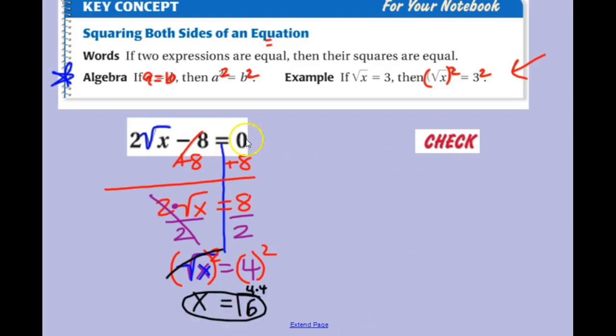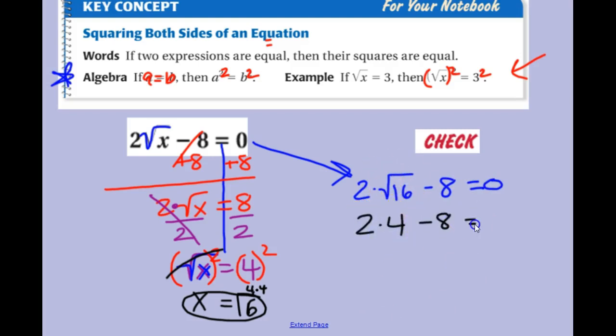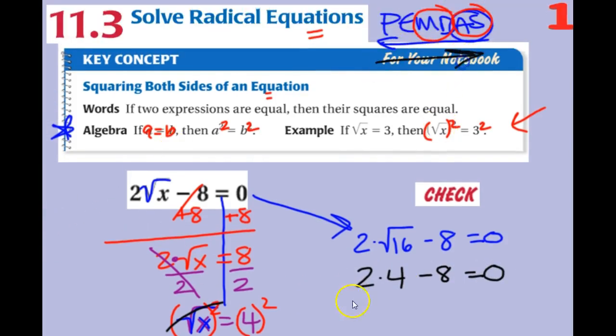So it says check it. I'm going to rewrite this, but instead of an x, I'm going to plug in 16. Let's see if it's true. The square root of 16 is really just 4. So if I follow the order of operations now the correct way forwards, 2 times 4 is 8, and 8 minus 8 is 0. 8 minus 8 does equal 0, so we know it works. We got the correct answer.